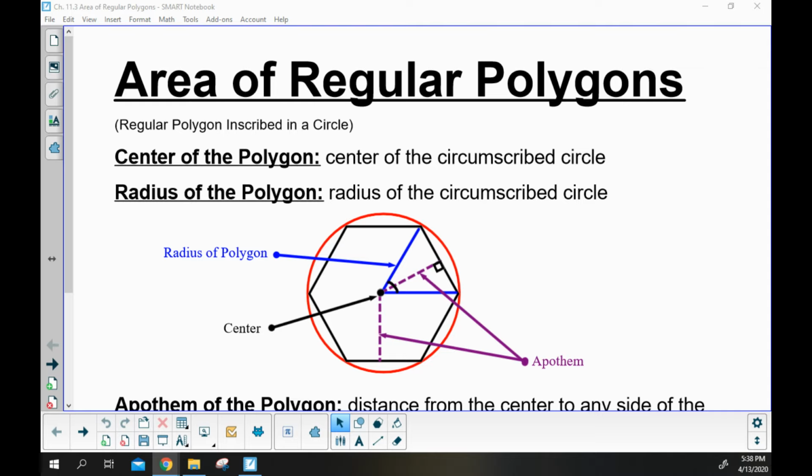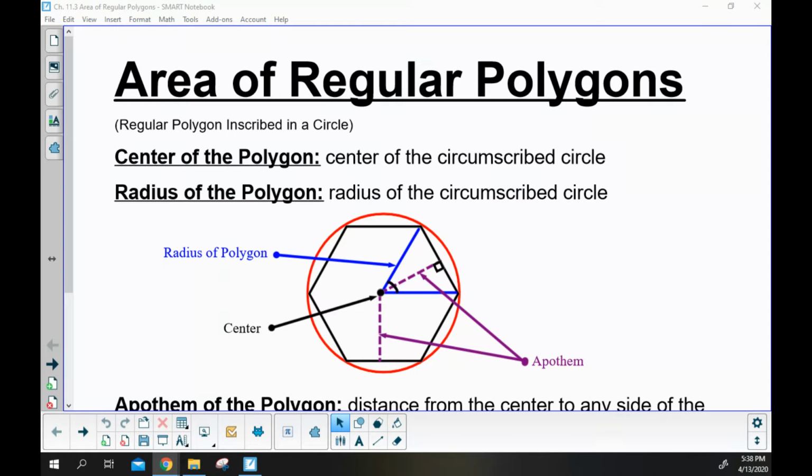Hey guys, so today we are going to do area of regular polygons. And when we mean regular, we're talking about polygons whose sides are all equal and whose angles are all equal as well. So we're talking about everything's the same: sides, shape, everything.